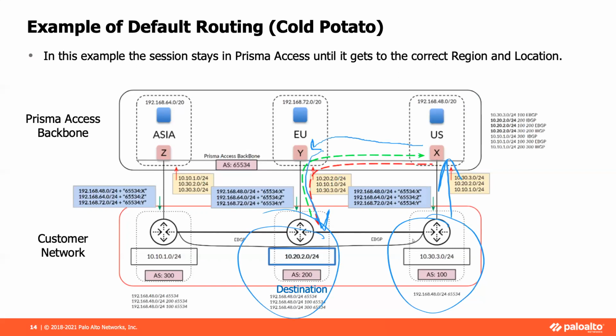And of course, then return traffic would follow the same path back. Well, that would be how we do this by default. What we call our default routing or cold potato. We're going to leverage our routing infrastructure because in most cases, it's the fastest, best way to get there.